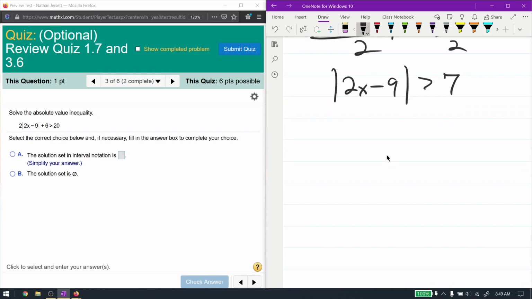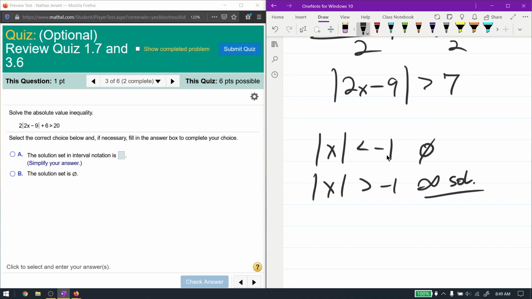So if the absolute value is less than a negative number, that would be no solution, because absolute value means distance, and distance can never be less than a negative number. If the absolute value is less than a negative number, like the absolute value of x less than -1, this would have no solution, the empty set. If the absolute value of x is greater than a negative number, this is infinite solutions. That's because every distance is greater than a negative number.